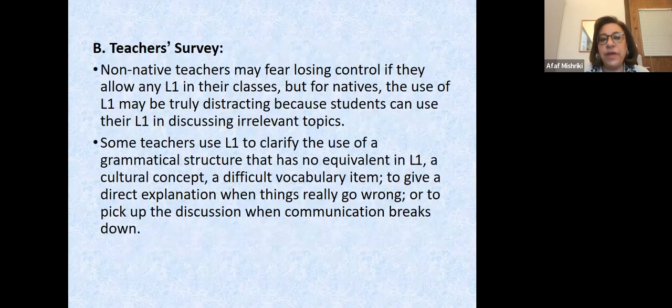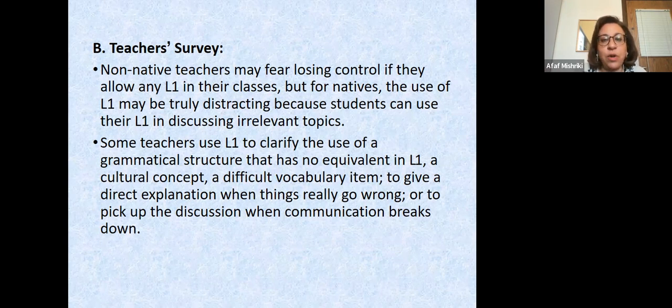From the teacher survey, we can see that non-native teachers may fear losing control if they allow any L1 in their classes. So from day one, I say no Arabic, and that means no Arabic. So I don't want to revert to L1 for fear that everything will be done in L1. Of course, it shouldn't. But for native speakers, the use of L1 may be truly distracting because students can use their L1 in discussing irrelevant topics, especially when they're doing group work.